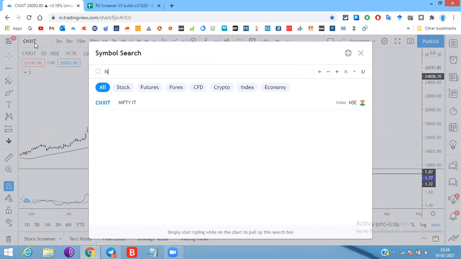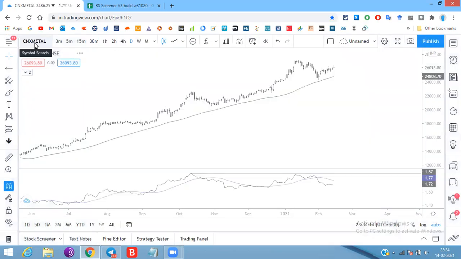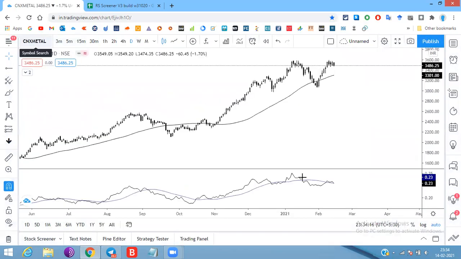Let me take Nifty Metal. In Nifty Metal, we can see that here it is trying to break its 20 SMA level. And if the price action also breaks this level, we can see a good bullish turn in the Nifty Metal sector. So I am pretty bullish in Nifty Metal as well.